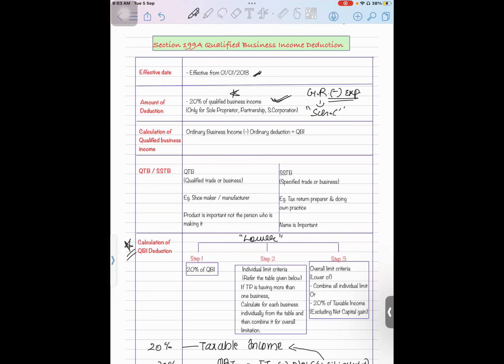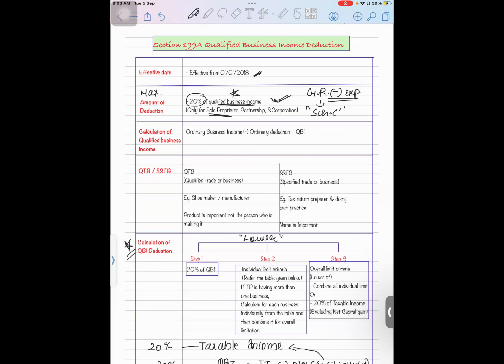Now, let's say a person is not a sole proprietor and is not doing any business, but he is a partner in a partnership firm or a shareholder in an S corporation. When that partner receives his share of partnership income or S corp income, on that share also you can take a 20% deduction. This is the maximum, 20% of QBI.